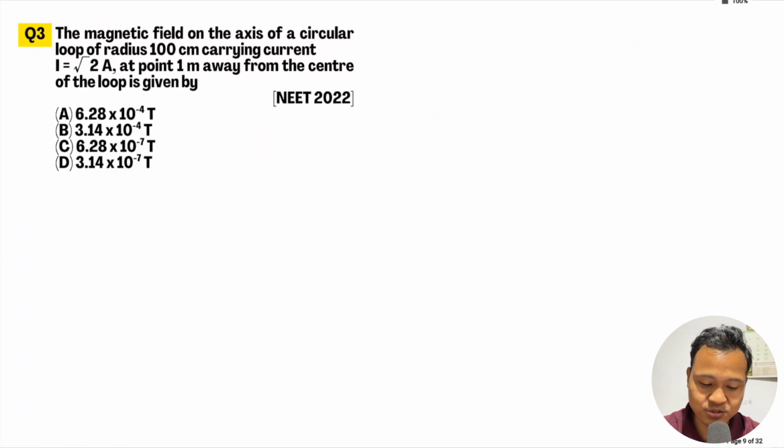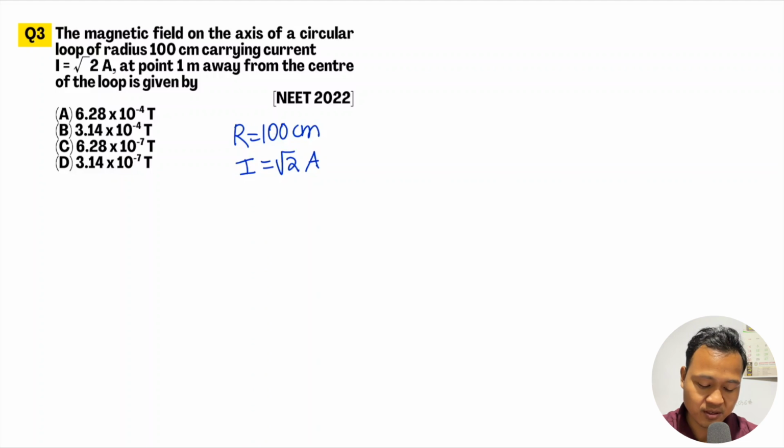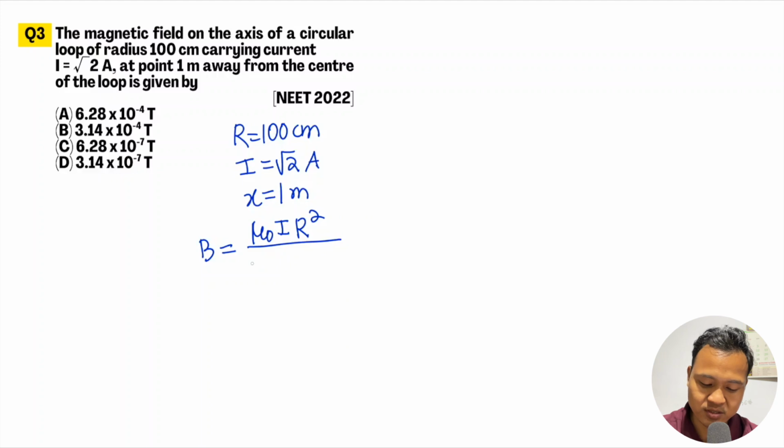Okay, let's solve some questions. The first question is the magnetic field on the axis of a circular loop of radius 100 centimeter, carrying a current of √2 ampere, at a given point 1 meter away from the center. So x should be 1 meter. So direct formula apply. So B is equal to mu naught into I into r square divided by 2 into x square plus r square power 3 by 2.